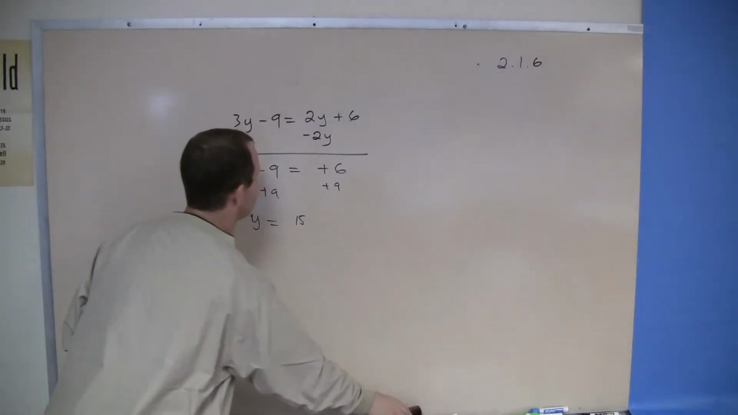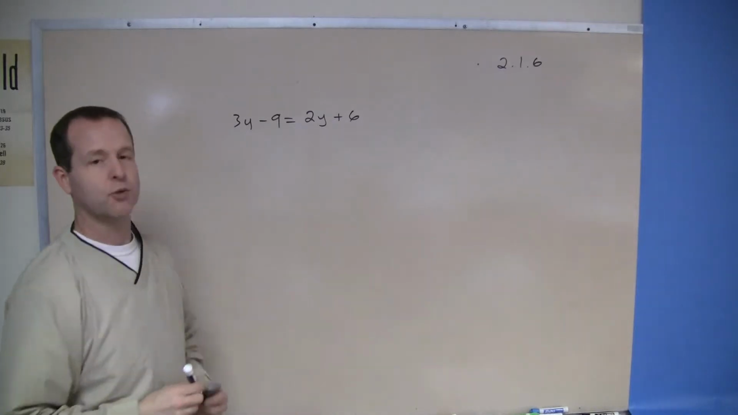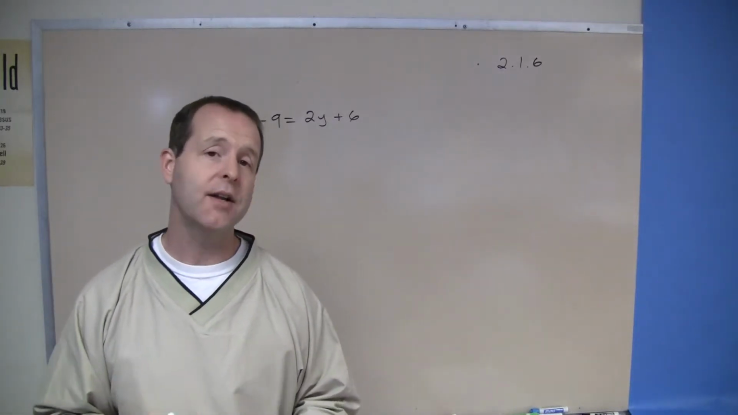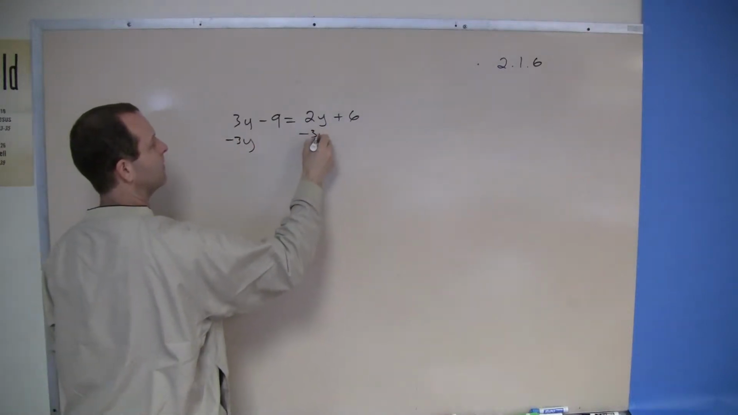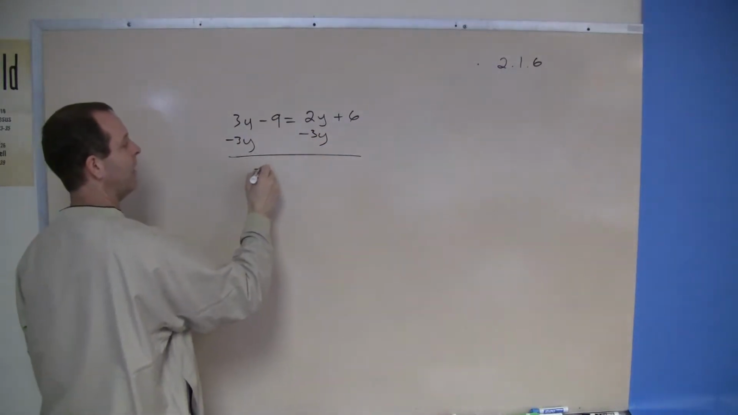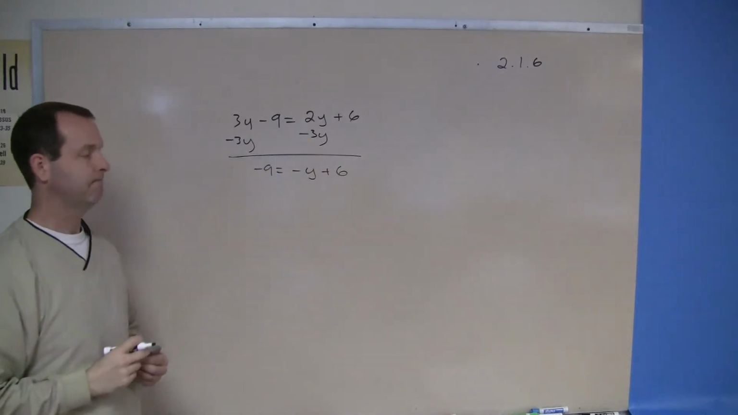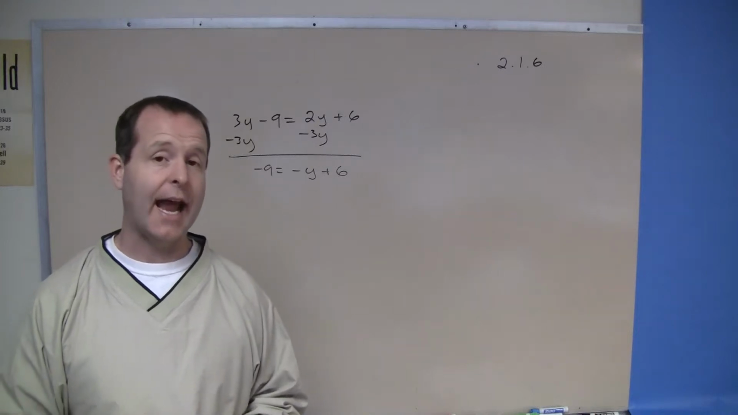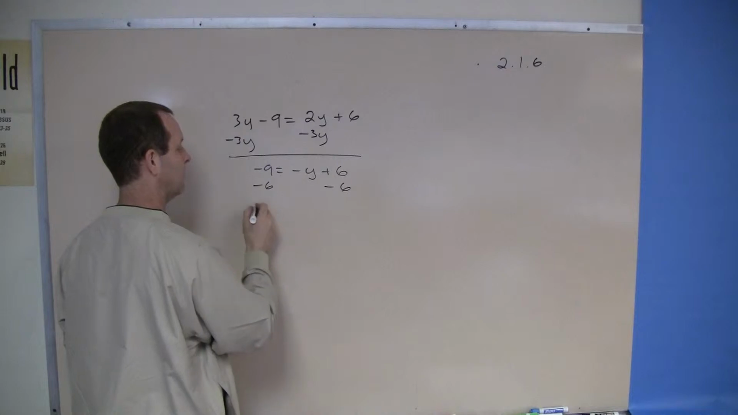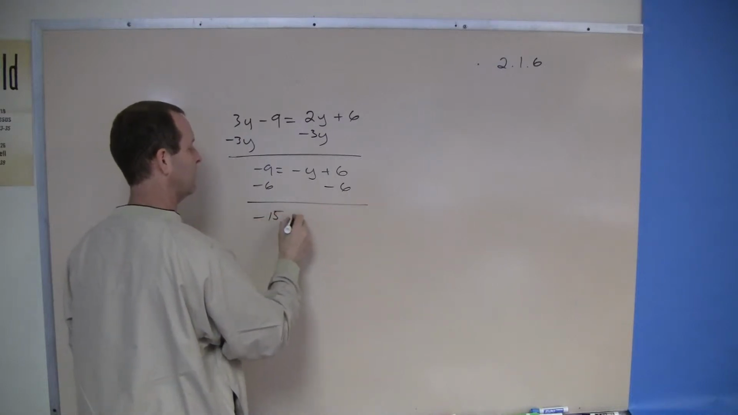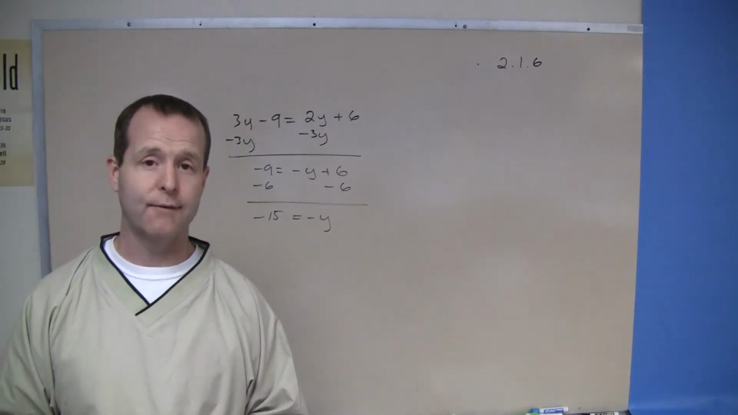Now, just because some of you guys might do this in your homework, I'm going to show you what happens if I subtract 3y from both sides. How does that play out in the answer? I have a negative 9 equals a negative y plus a 6. y is not by itself yet, so I need to add a negative 6 to both sides. And I have negative 15 equals a negative y.